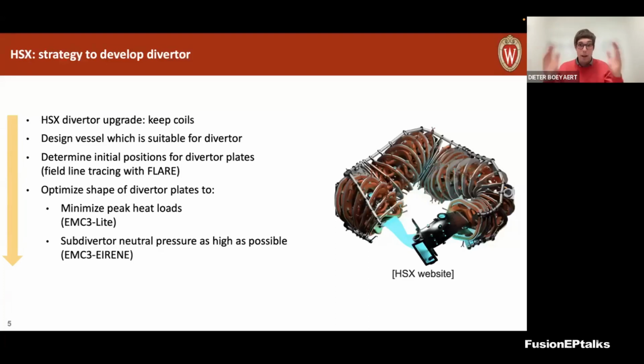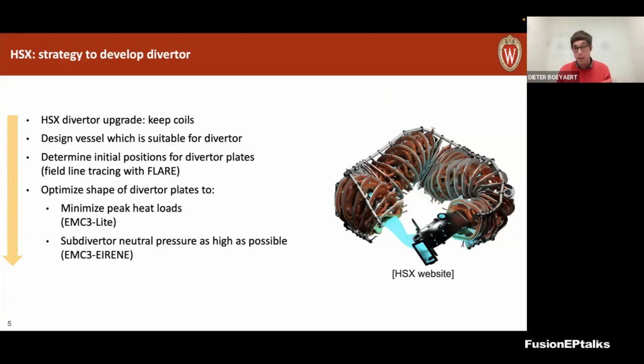Once we have defined a kind of vessel, then we can start on the next thing. And that is, where do we expect that we have divertor locations? That we do with field line tracing, which was originally also used, for instance, for the current W7-X divertor. There they also did this with field line tracing. And with that, we can say, okay, these are the regions where we expect that all our hot plasma will come in touch with our vessel wall. That's the place that we have to protect. So there, in front of that, we put divertor plates.